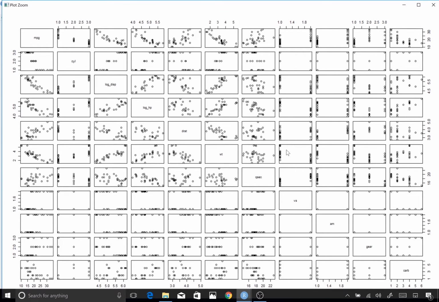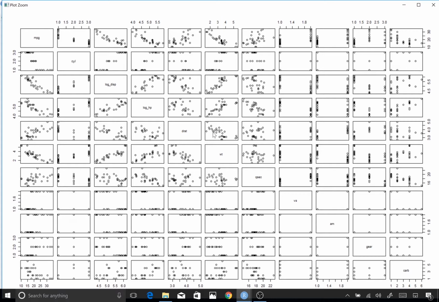Now, looking at the pairs plot of the data I'm going to use, if I look at log displacement versus log horsepower, this one here, I see that they're pretty strongly correlated. That's multicollinearity. I might not want both variables in the model. Weight is correlated with both of these. So there's weight with log displacement, and here's weight with log horsepower. And weight is also correlated with drat.